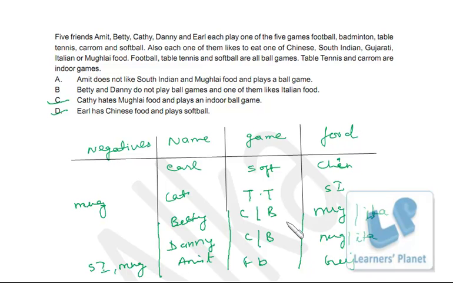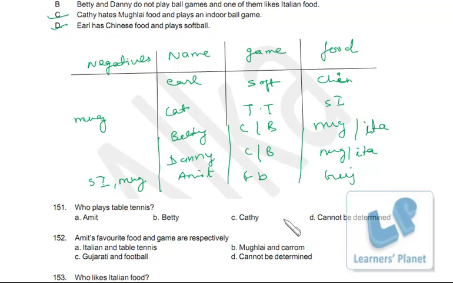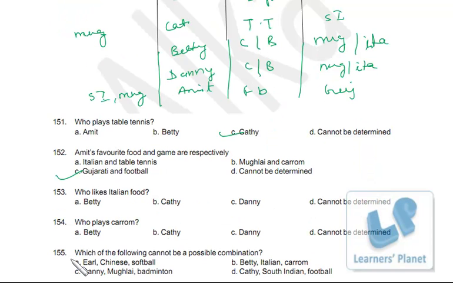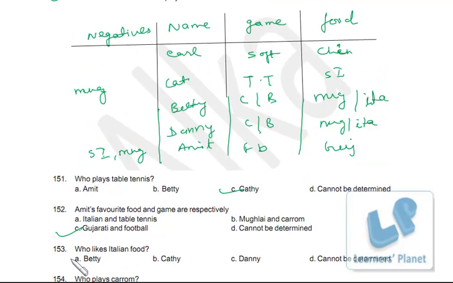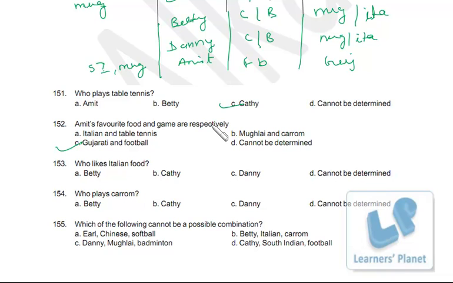We can answer all the questions. Now who plays table tennis? That is Kathy. Amit's favorite food and game are respectively Gujarati and football. Who likes Italian food? Okay, Betty or Denny, so it cannot be determined.